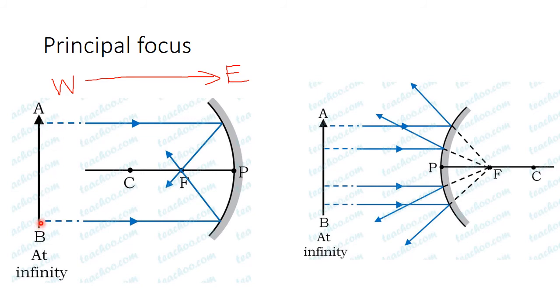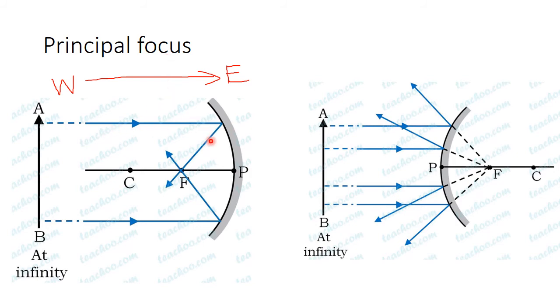So let us consider a ray coming out of point A and another ray coming out of point B. Both of these rays are moving parallel to each other. Also, they are moving parallel with respect to the principal axis. Fine. Now let us consider this ray which moves parallel to the principal axis. After reflection, it passes through a point F. Similarly, the ray which starts from the point B moves parallel to the principal axis and after reflection passes through the point F. Now, this point F is known as your principal focus.